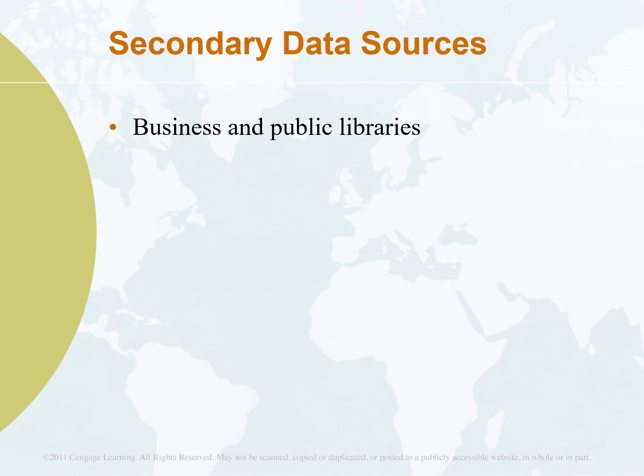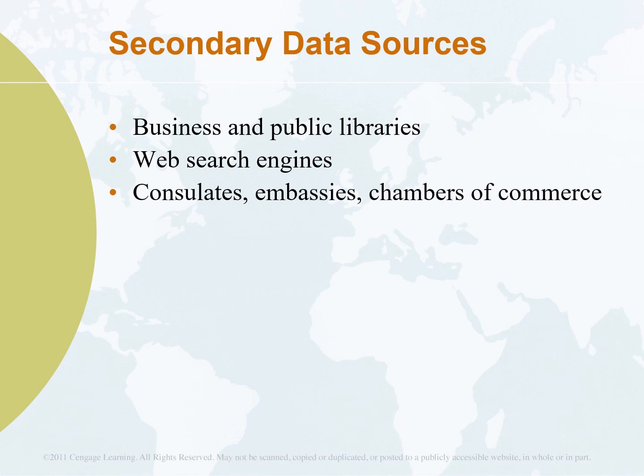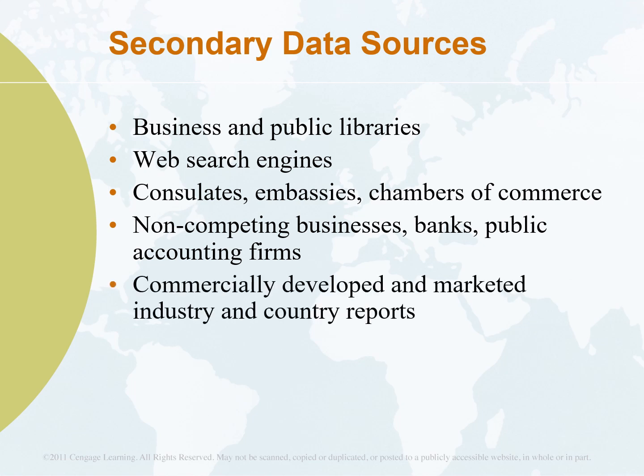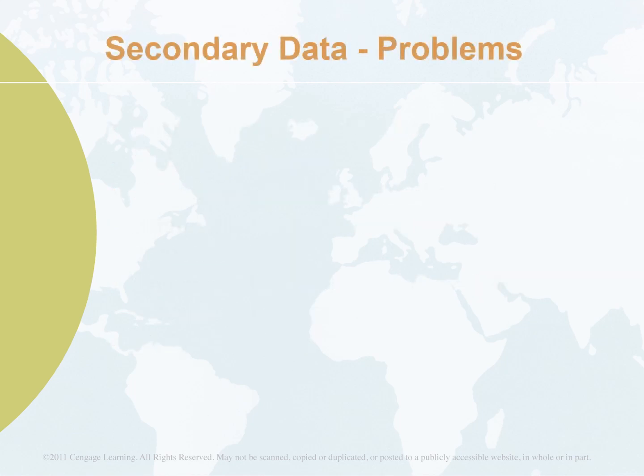Where do you get secondary data? Sources of secondary data: business and public libraries, online libraries, web search engines, consulates, embassies, chambers of commerce, non-competing businesses, businesses not competing with you, who may be willing to share the data with you. Your bank, other banks, public accounting firms, they have those data. Commercially developed and marketed industry and country reports, and national statistics. These are the secondary data.